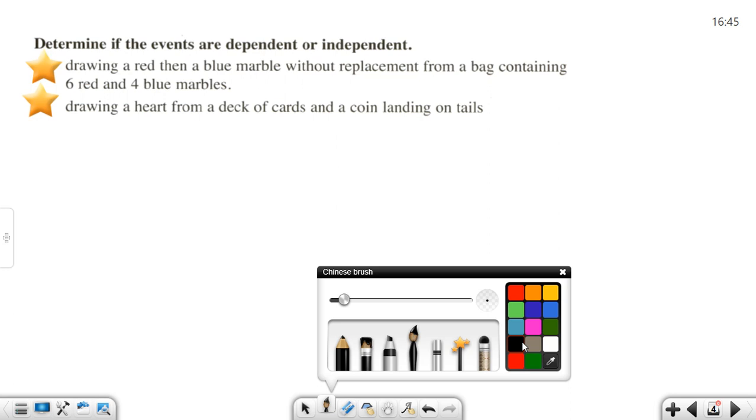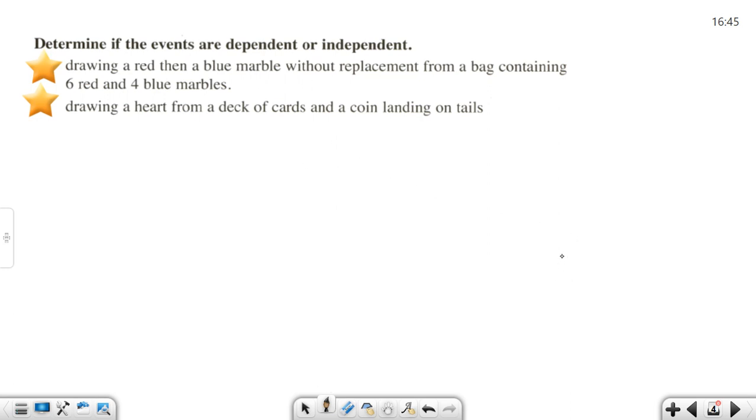Let's see. Determine if the events are dependent or independent. Drawing a red and then a blue marble without replacement. Without replacement means you draw a marble and don't put it back, which decreases the number of marbles. So what is the question here? The probability of red and then the probability of blue. It doesn't say to calculate the probability, but I want to show what makes the difference. This is dependent. Why? Because when you don't replace the marble, you change the number.